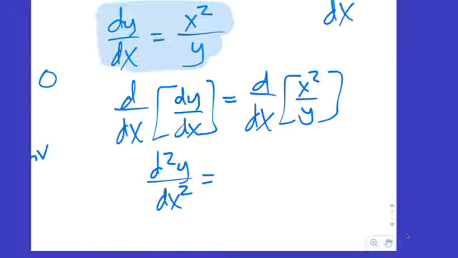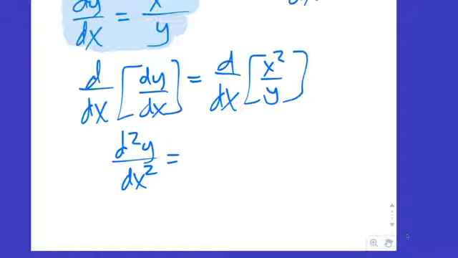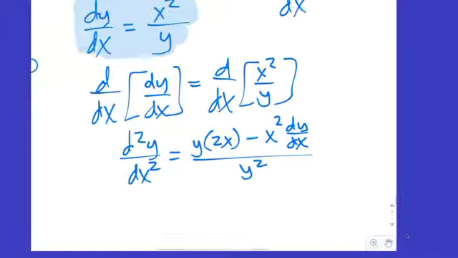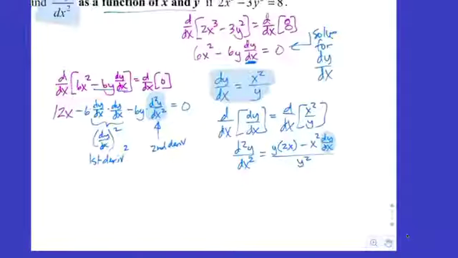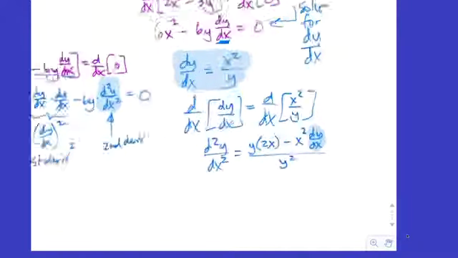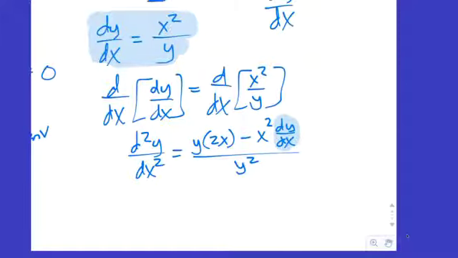That's good. And now on this side, we do the lo-d-hi rule. Lo, d hi, minus hi, d lo is dy/dx, all over lo lo. It's a lot easier. Now we're still not done. This gives you the second derivative in terms of x, y, and dy/dx. And most of the time, when you read carefully, you'll have to find it as a function of x and y. So how do I get rid of dy/dx and replace it with something in terms of x and y? Yeah, I just plug it back in.